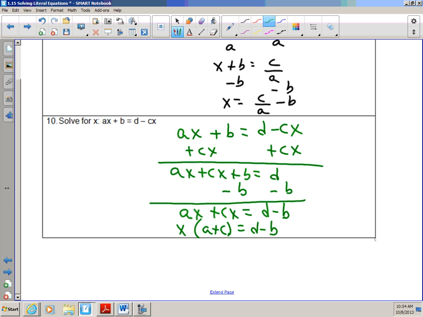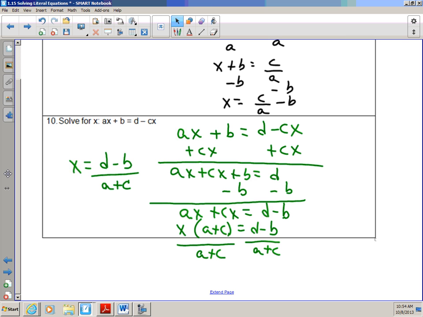And now I have a problem similar to one of the earlier ones, where all I need to do is divide. So what is the final answer? X equals d minus b over a plus c.